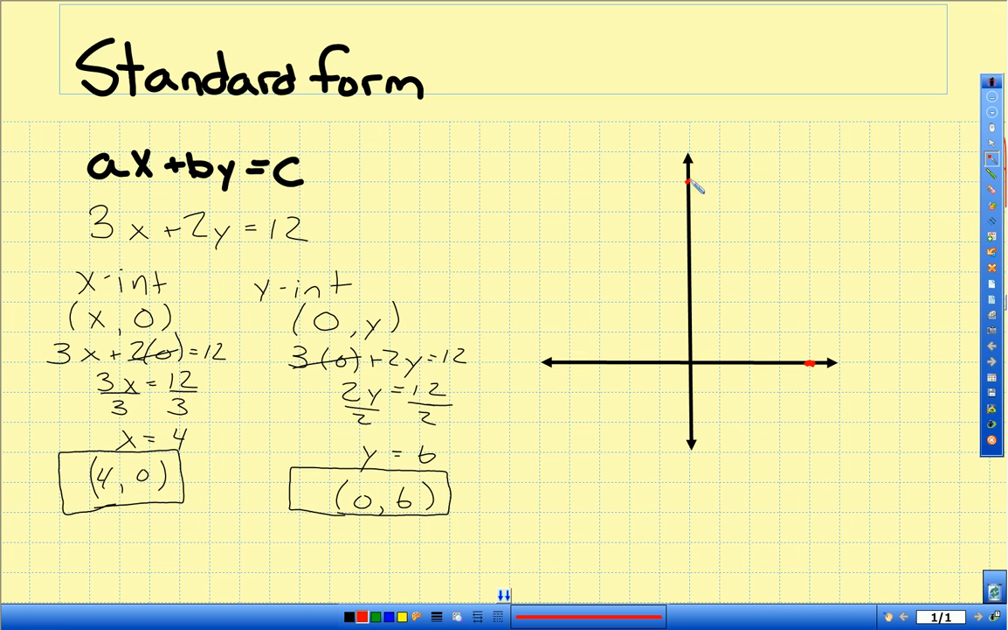Put your point. 2 points make a line. We have 2 points, so connect your dots. Nice long line all the way through with arrows on it. We've now graphed the line from standard form.